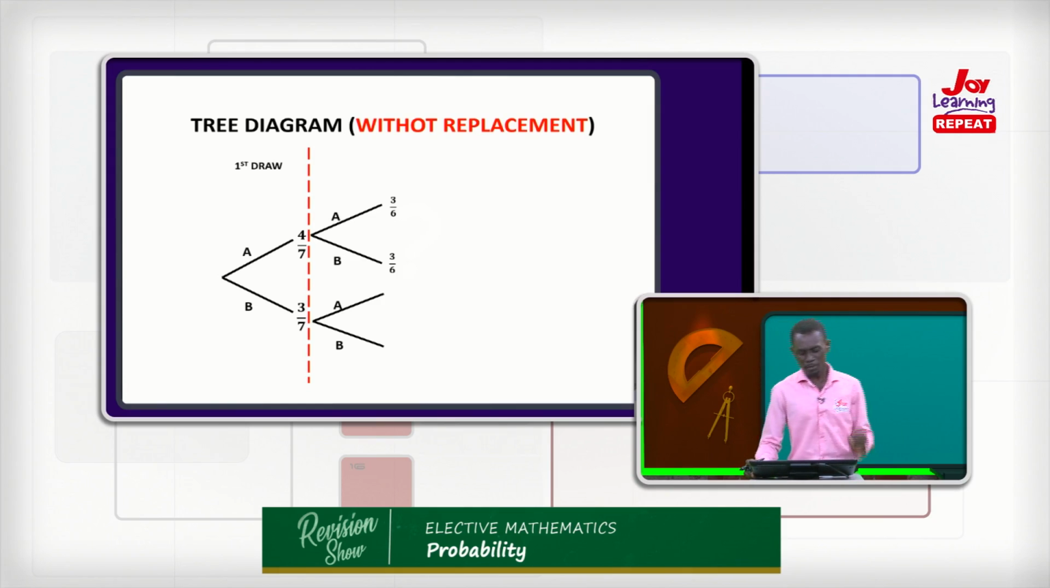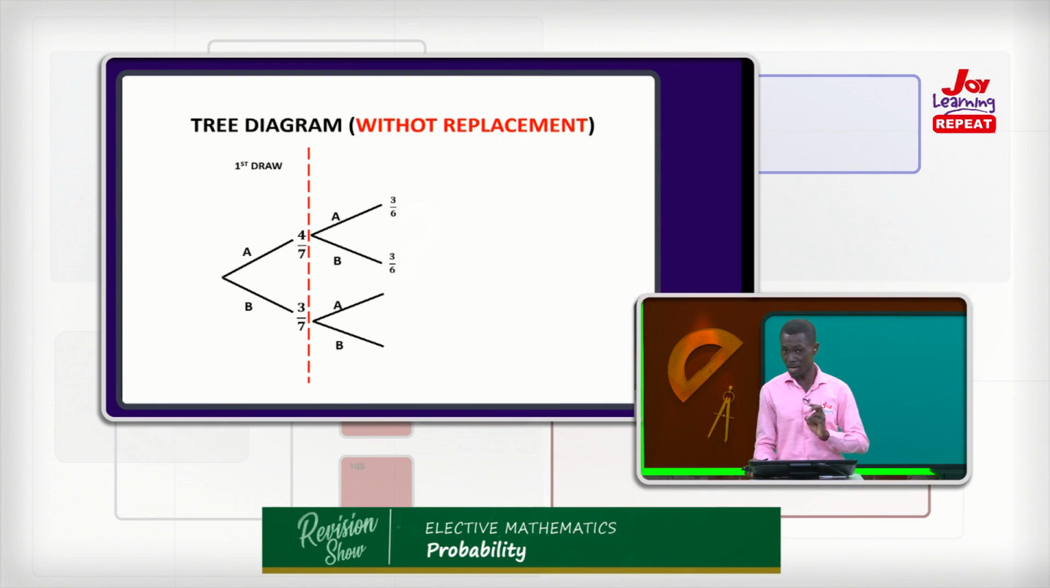All right. Let's say we have picked an unripe orange. So we move from that first arm of the tree, we go to the B side. Say we picked an unripe orange and the probability of doing that was 3 on 7. We did not return it. We did not replace it. We took it out of the bag or the box, whatever container it was in.